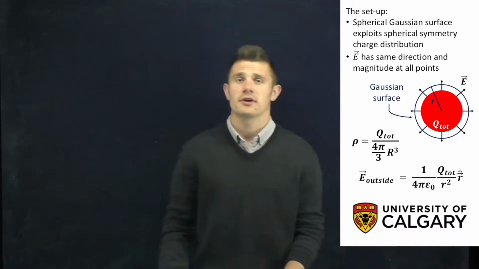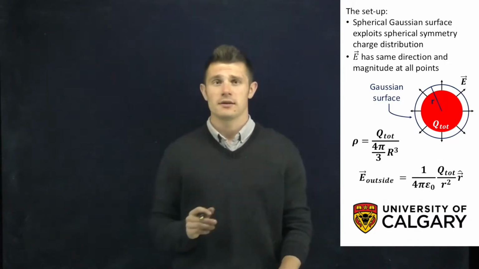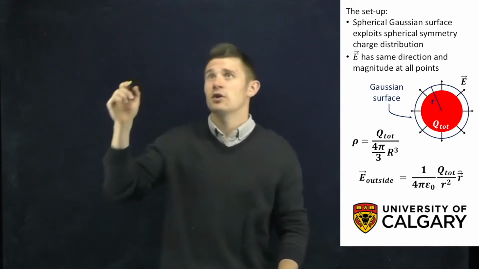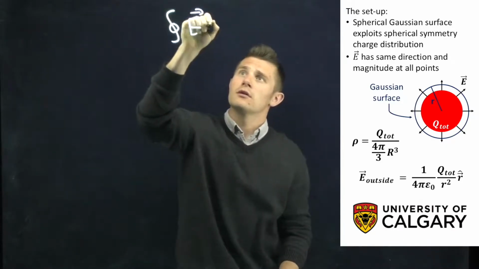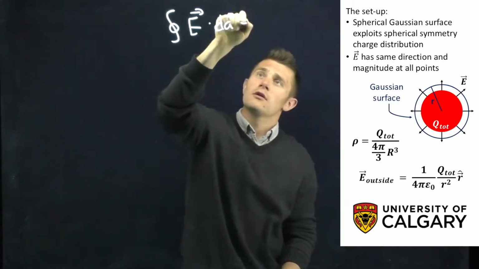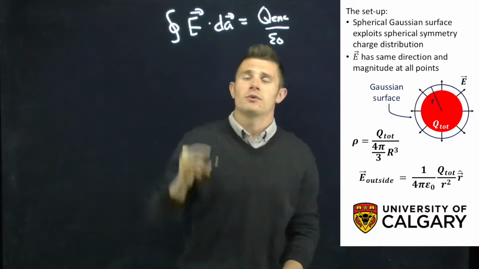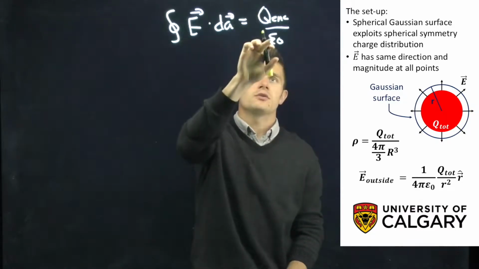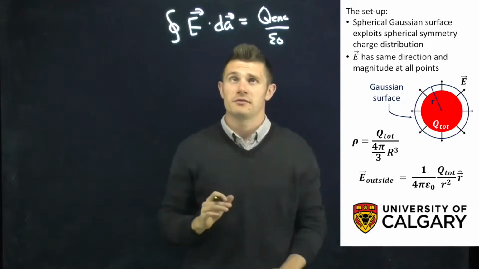Today we'll be using Gauss's law to solve another electric field problem, where we calculate the electric field outside and inside of a sphere of charge, a dense sphere. Let's start by writing down Gauss's law in its integral form, where we have the electric field dotted with the infinitesimal area vector, dA, is equal to the enclosed charge over epsilon naught, where the enclosed charge is the charge enclosed by some Gaussian surface of our choice.